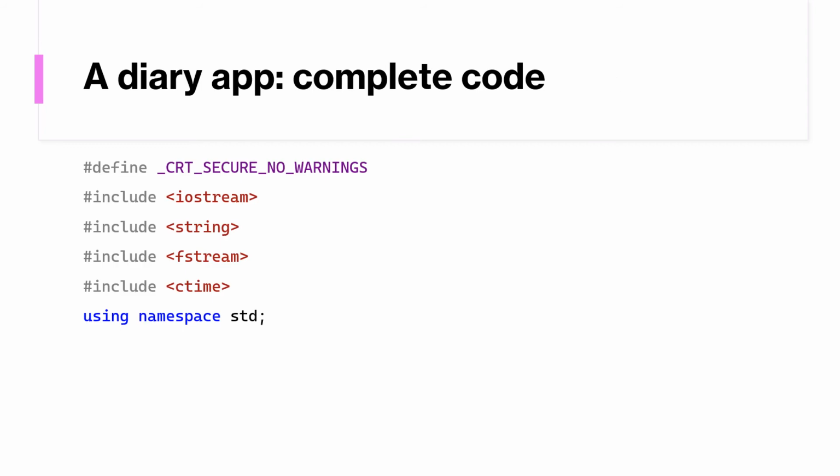So here's the complete code for the diary app. It starts with a #define. This is a way to send messages to the compiler. And Microsoft's compiler does not like old-fashioned C code, like the kind that I have to use to get the date and time. So you have to #define this specific compiler message, _CRT_SECURE_NO_WARNINGS, to get it to use old-fashioned C code, such as what I'm using in the get time string function that I wrote.